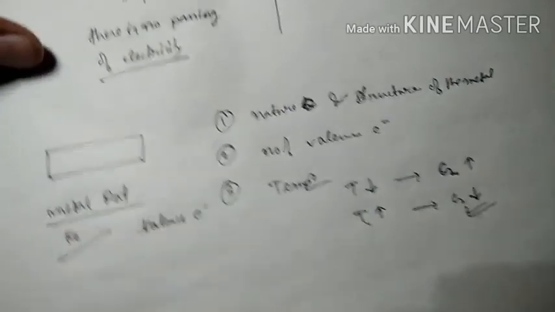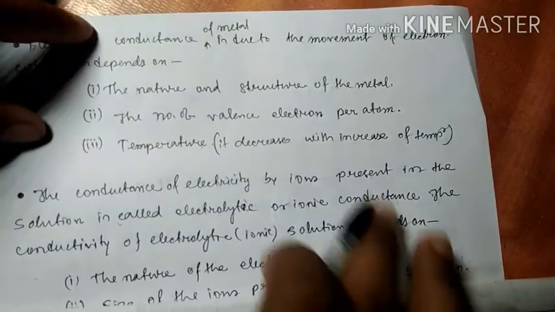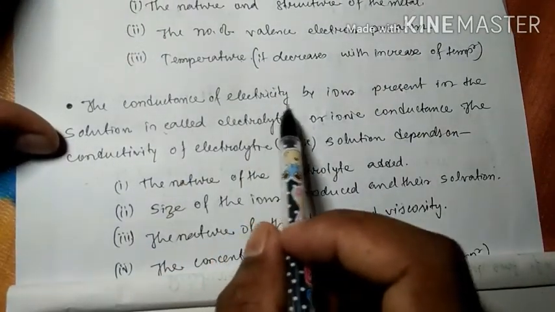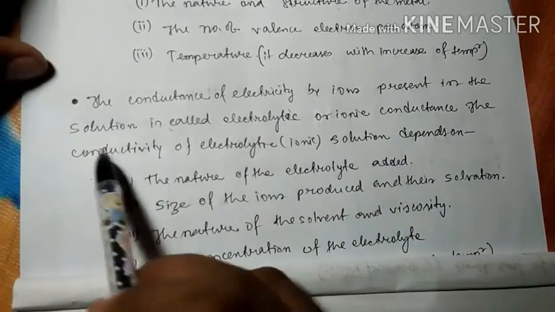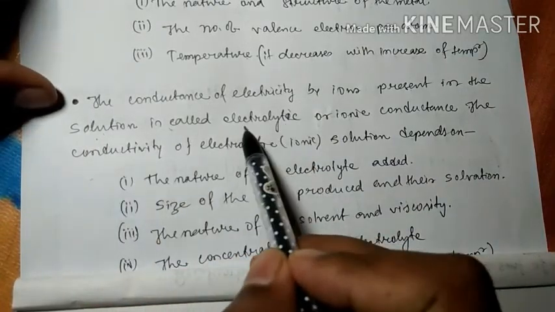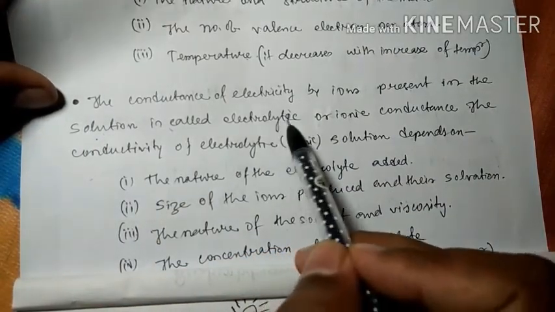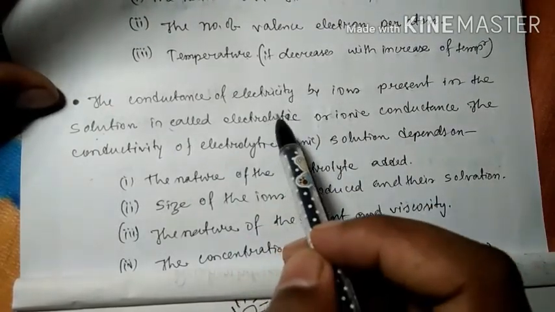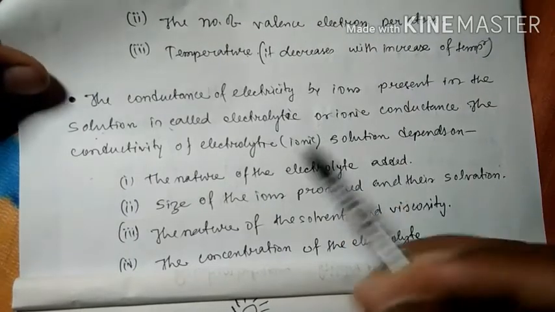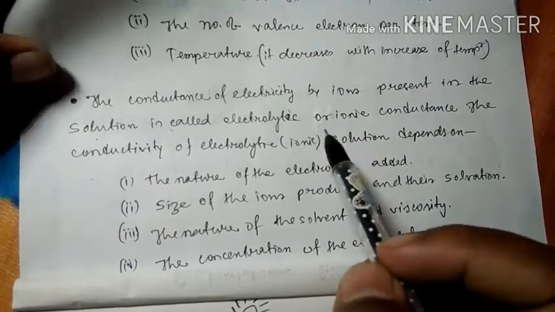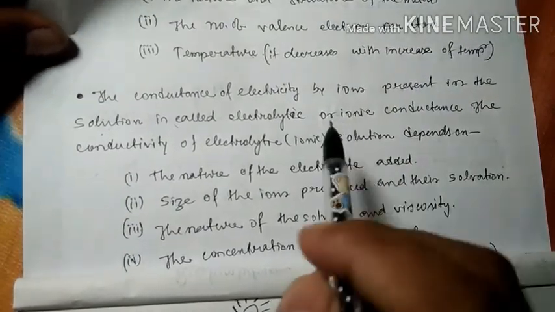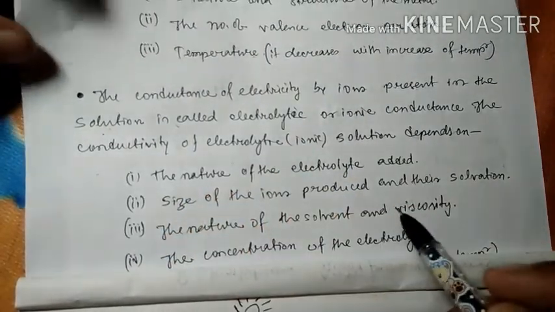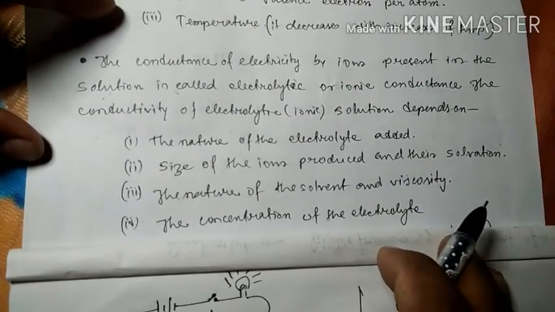Okay. Next, the conductance of electricity by ions present in the solution is the electronic or electrolytic or ionic conductance. Now, to know about this concept, we have to know electrolytes or electrolytic solutions. As we discussed in the electrolyte topics, what is an electrolyte, what is a weak or strong electrolyte, and how an electrolyte is responsible for conducting electricity.